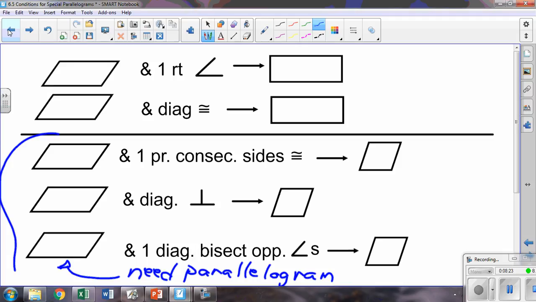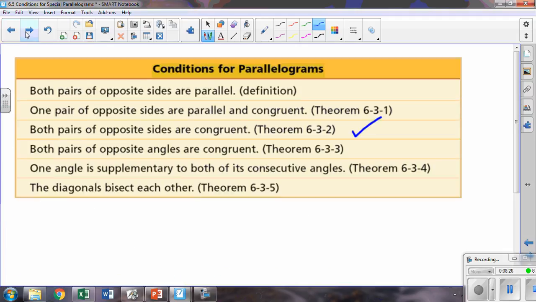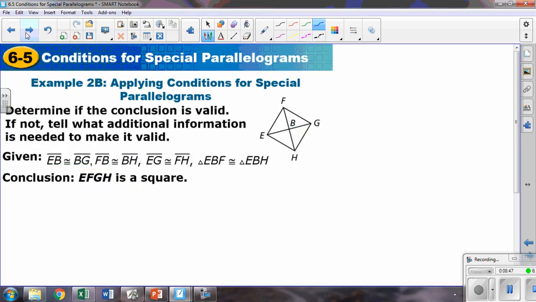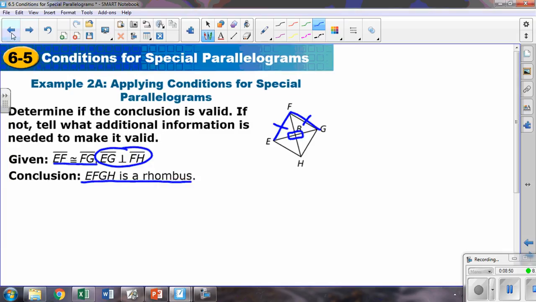Perpendicular diagonals, is that on our list of ways to get a parallelogram? No. We would need to have the diagonals bisect each other to get a parallelogram. Crossing at a 90 doesn't do anything for us, so we don't know that we have a parallelogram. Since it's possibly not a parallelogram, this is not a valid conclusion.